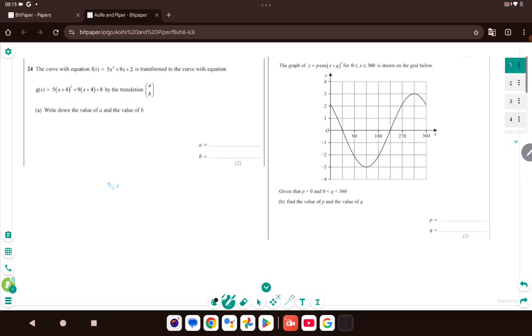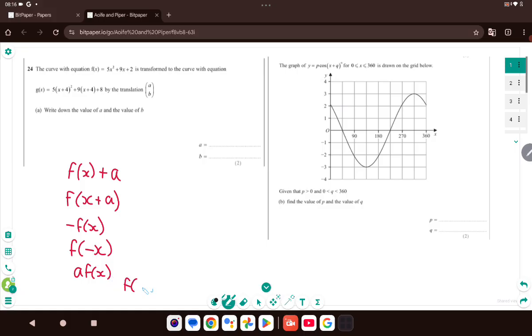So when I have a transformations of graphs question, first thing I'd be considering is, if you remember this, when you're adding a number outside the function, you're moving the graph up and down. If we're adding inside the function, we're going left and right. You have a minus outside the function, reflection in the x-axis. Inside the function, reflection in the y-axis. Stretch, squish.